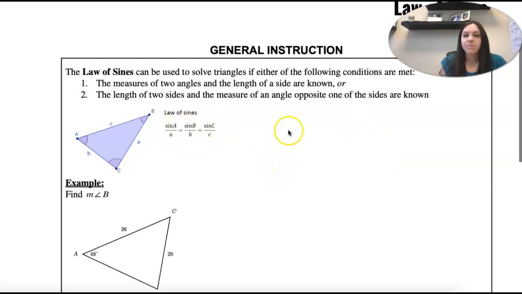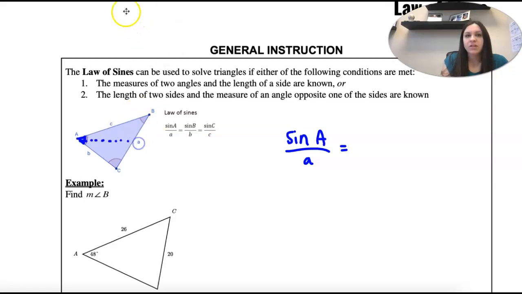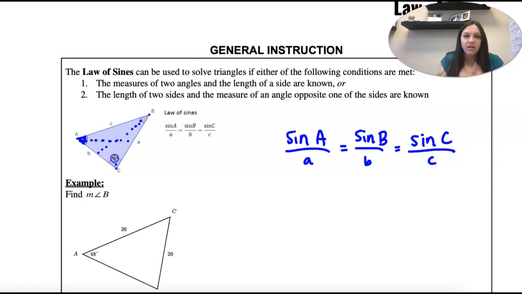It's sine of A, an angle, over the corresponding side. So notice on our triangles, big A is the angle, the side across from that is little a. Okay, and that's equal to sine of big B, that means an angle, over little b. So the side across from angle B is little b. And then sine of C, C is the angle, and across from that is little c, that's the side.